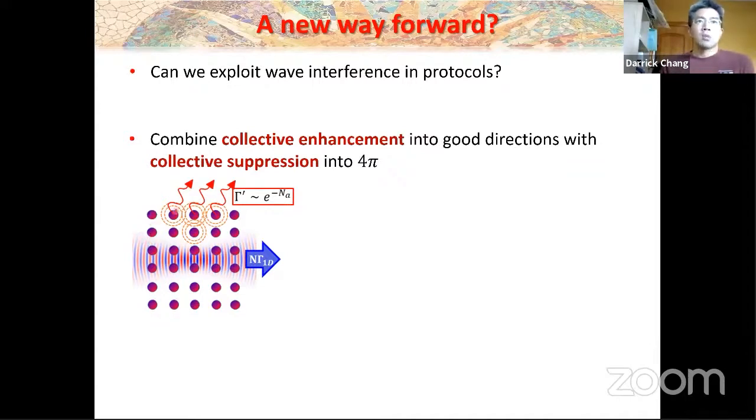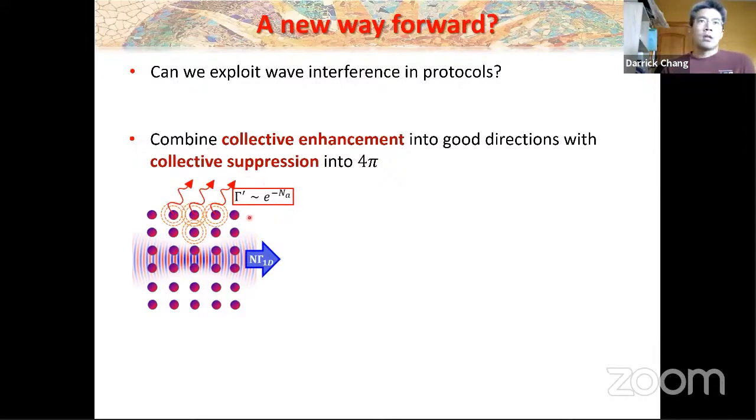now position the atoms in some ordered fashion to try and engineer the wave interference of the outgoing light, then what one might be able to do is, if you create a collective excitation, you can not only get the same collective enhancement into your preferred directions as before, but at the same time, you might be able to exploit destructive wave interference to interfere away the bad emission into 4 pi.